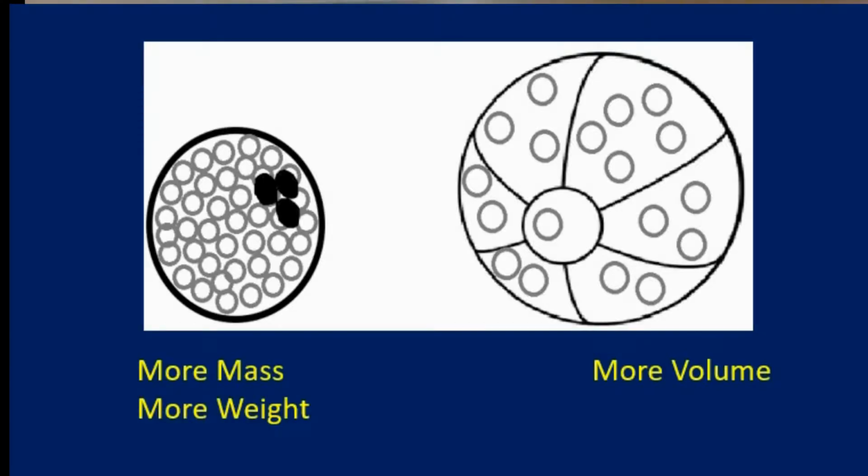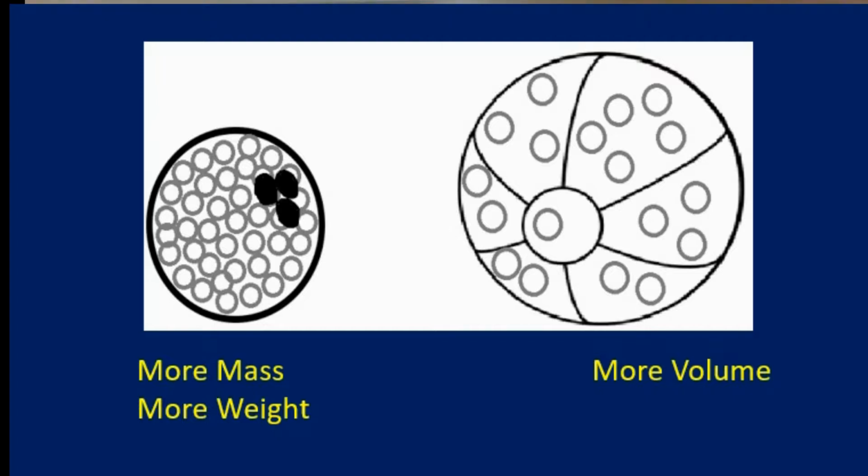So look at our beach ball here again. The beach ball is bigger, it has more volume. Now the bowling ball has more mass, more stuff inside of it, and more weight, more gravity pulling on that mass. But that doesn't mean that it has more volume. The beach ball is bigger. So it's possible for something to be bigger and have less mass in it.